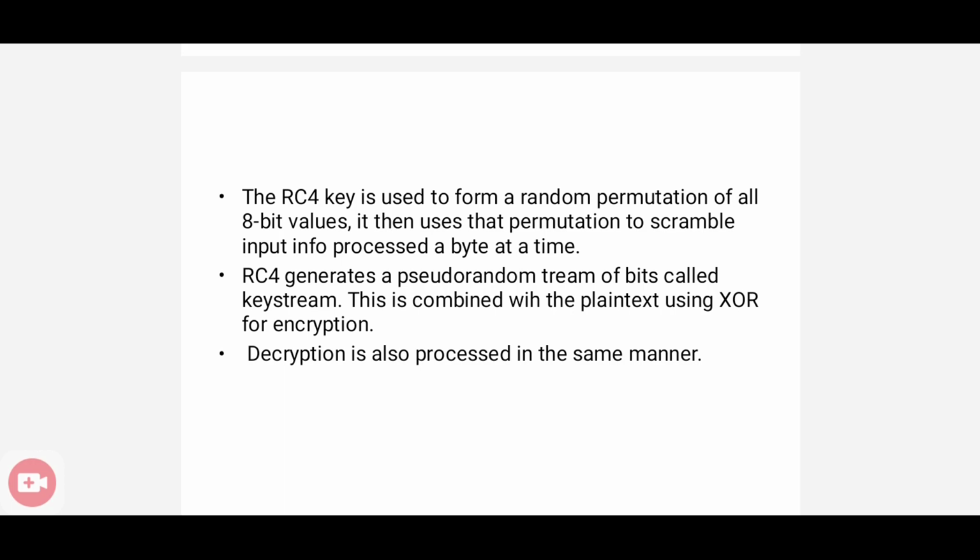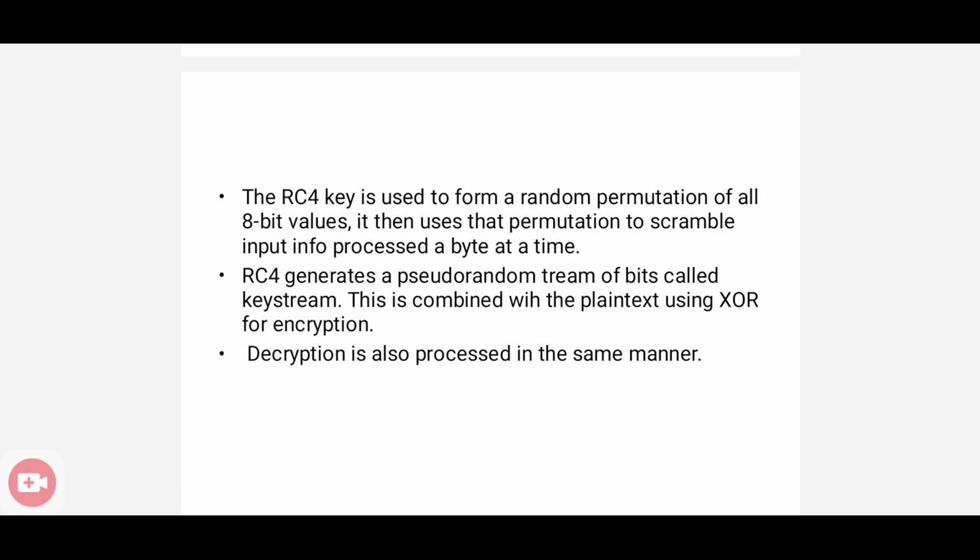Here the RC4 key is used to form a random permutation of all 8-bit values. RC4 also generates a pseudo random number known as the key stream. This is combined with the plain text using an XOR operation for encryption, and decryption is processed in the same manner. As we already studied the structure of a stream cipher, the basic mechanism behind the stream cipher is also used in the RC4 algorithm, because RC4 is a stream cipher mechanism.